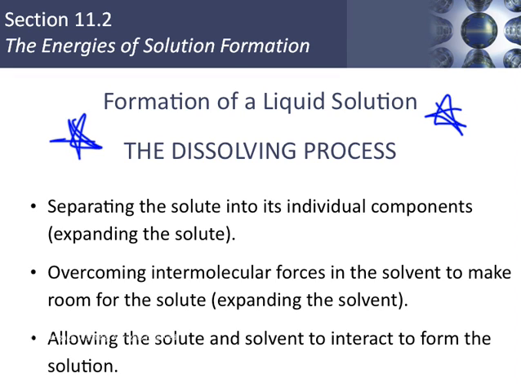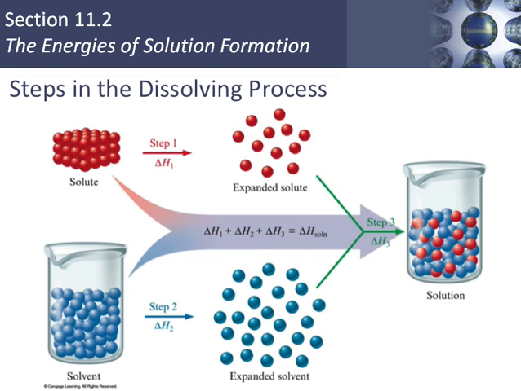So let's look at this, how they have it on the PowerPoint, because this is another way to look at the math of it, which is interesting. All right, steps in the dissolving process. They take each step, and they give each step its own delta H. So this first step here, let's pretend that's our ionic salt, okay? It takes energy to expand the solute. In other words, it would have to break the lattice there of ions, correct? So this delta H is typically what sign?